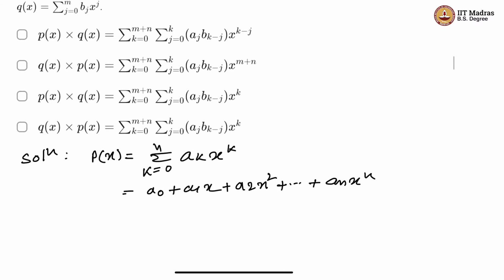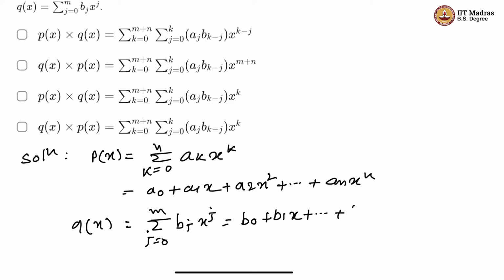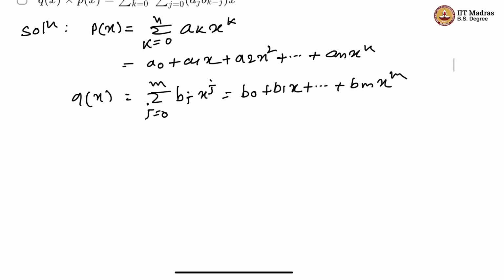And what is q(x)? q(x) is summation j equals 0 to m of b_j x^j, which is basically b0 plus b1x plus up to bm x^m. So here we basically have to calculate the product of p and q. So p times q is equal to q times p.